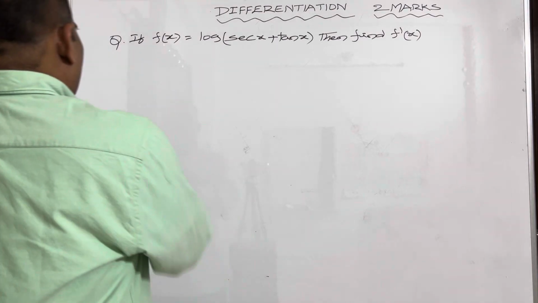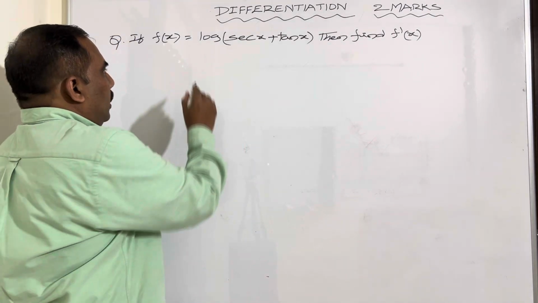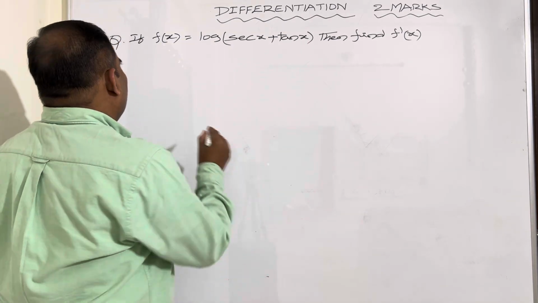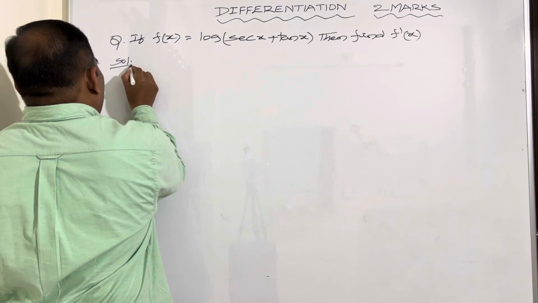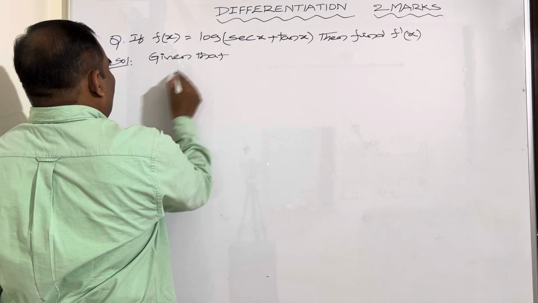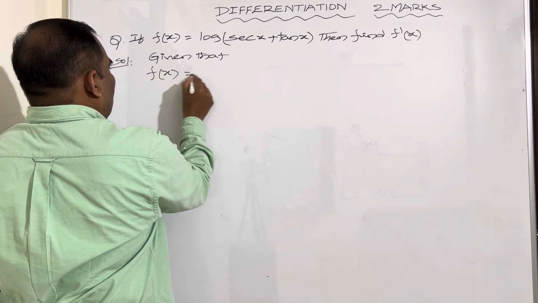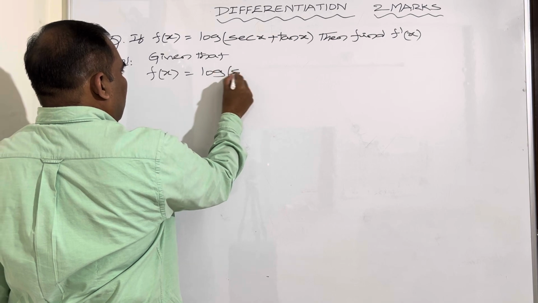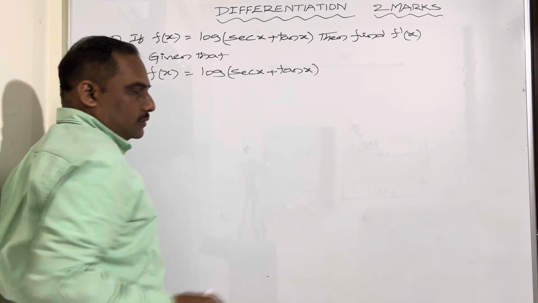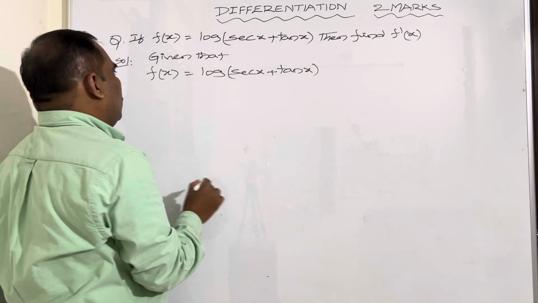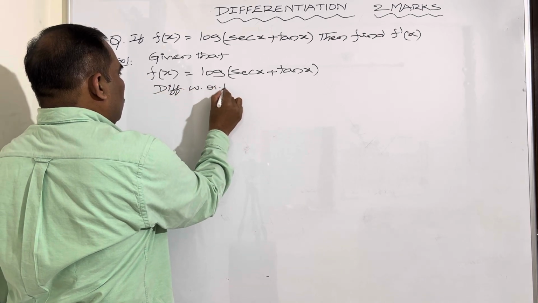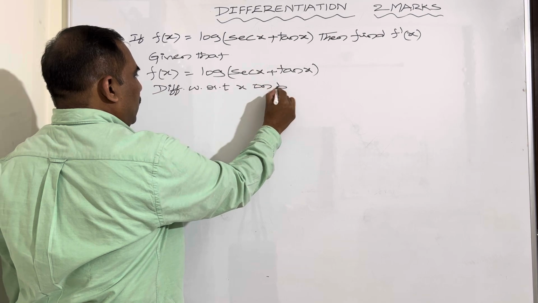Next question. If f of x is equal to log of secant x plus tan x, then find f dash of x. So here, given that f of x is equal to log of secant x plus tan x. Now differentiating with respect to x on both sides.